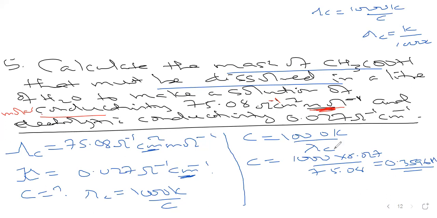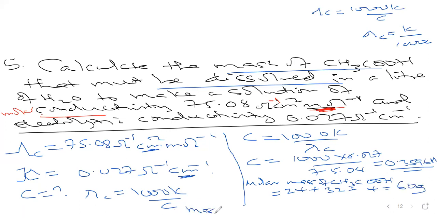And that concentration should now be converted to mass by getting the molar mass of ethanoic acid. Molar mass of ethanoic acid is 24 for the 2 carbons plus 32 for the 2 oxygens plus 4 for the hydrogens. That gives us 60 grams. So mass of ethanoic acid will now be 60 times 0.3596, which gives us 21.576 grams.